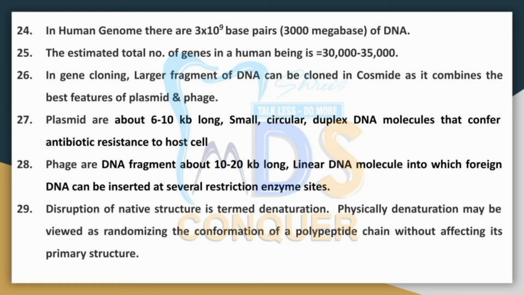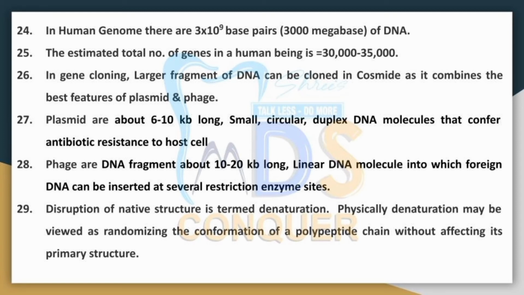In gene cloning, larger fragment of DNA can be cloned in cosmid as it combines the best features of plasmid and phage. Plasmids are about 6 to 10 kilobases long, small, circular, duplex DNA molecules that confer antibiotic resistance to host cell, whereas phages are DNA fragments of about 10 to 20 kb long, linear DNA molecule into which foreign DNA can be inserted at several restriction enzyme sites.